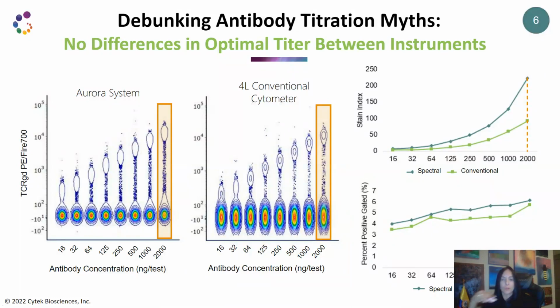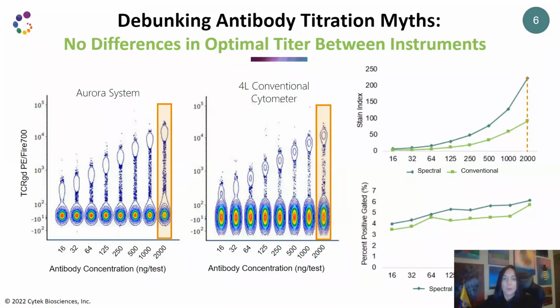Lower resolution for the conventional. But at the end, if the question was, is the optimal titer changing across instruments? It's not the case. And it would make sense. The optimal titer depends on the binding between an antigen and antibody, and how much antibody you need to capture the expression of that marker. So supporting that, there are no changes.